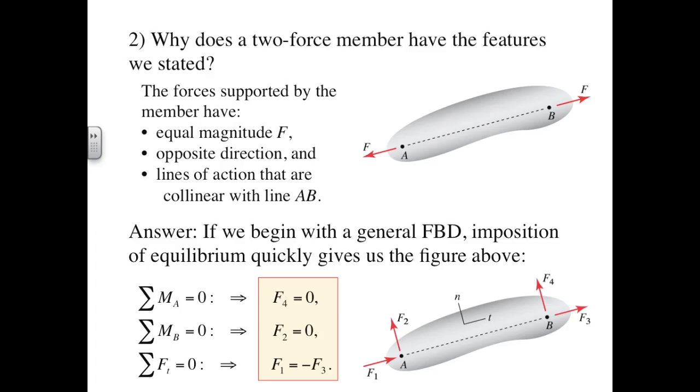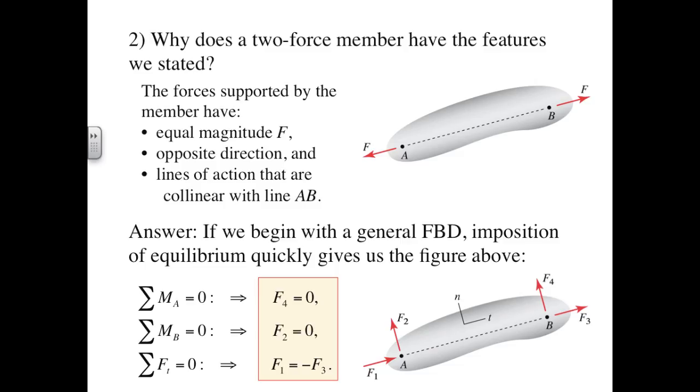We can show that a two-force member has these attributes by considering the general equilibrium of a body with pin-connected ends and no additional loads. As the figure on the lower right shows, we begin with a coordinate system tangent and normal to the line between the pinned ends. Because pins prevent translations in any two mutually orthogonal directions, we begin the analysis with two force reaction components at A and two at B.